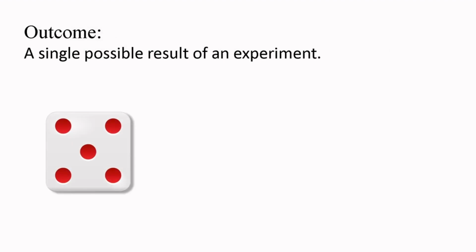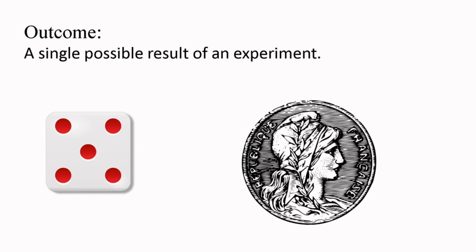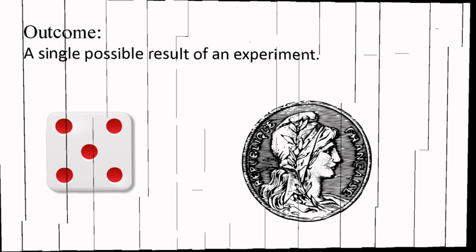The second definition that we have is outcome. It's a single possible result of an experiment. For example, when we roll a die, having 5 is an outcome because it is a single possible result, or having 3 will be an outcome, but having 7 is not an outcome because it's not possible. When we roll a die, the result would not be 7. Or for example, when we flip a coin, having heads is an outcome, or having tails is an outcome.